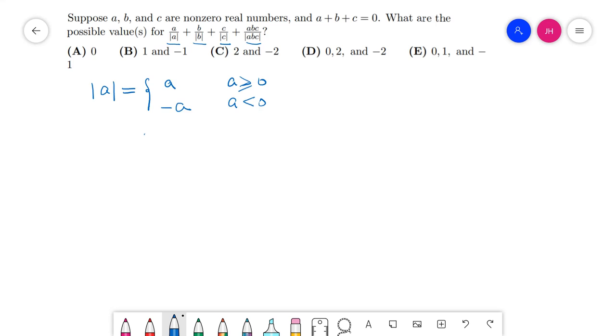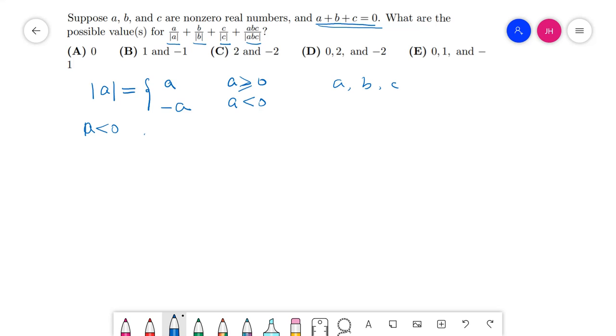Now let's look at all the possible values of a, b, and c. So we have a basic equation here: a plus b plus c equals 0. So what kind of values can a, b, or c take? Since the sum is 0, there is at least one negative number. So let's suppose there's one negative number. We can just suppose a less than 0.